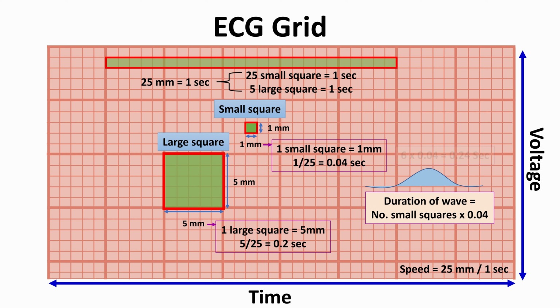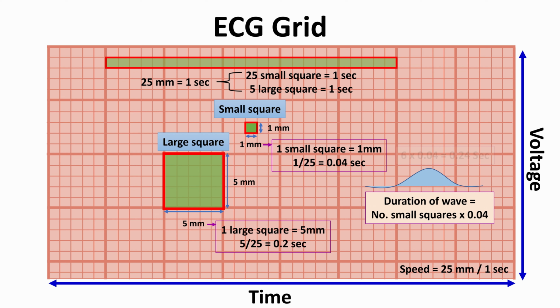The ECG paper is marked like a graph, consisting of horizontal and vertical lines. There are fine lines marked 1 mm apart, while every 5th line is marked boldly. Therefore, the bold lines are placed 5 mm apart. Time is measured along the horizontal axis in seconds, while voltage is measured along the vertical axis in millivolts.